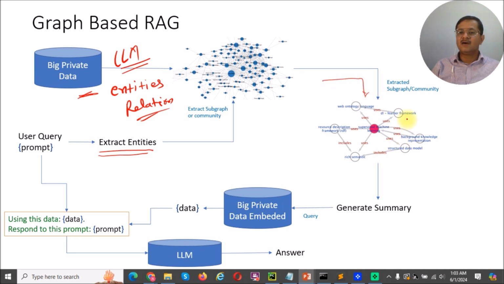In that case, now you have a subgraph which contains sufficient information that may be spread across multiple different parts of the text. So now you got the entire information in the form of a simple community or knowledge subgraph. Now we can generate a summary from this knowledge graph.